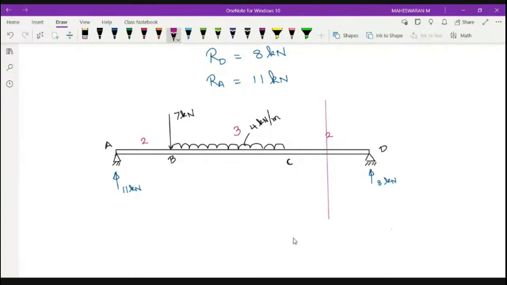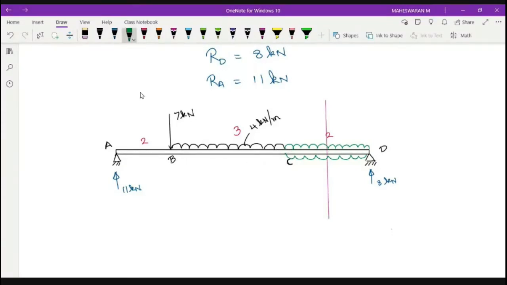So what to do? How can I change this? I can add this UDL from C to D, and I will subtract the UDL downwards. Are you getting it? I am adding a UDL from C to D and subtracting the UDL from C to D. So I have two UDLs here. So this makes it the same. There is no change in the beam. But it is also satisfied according to Macaulay's rules.